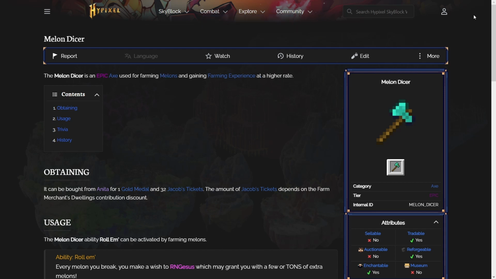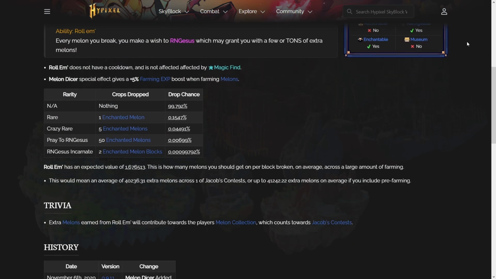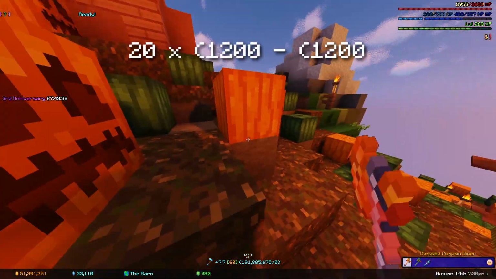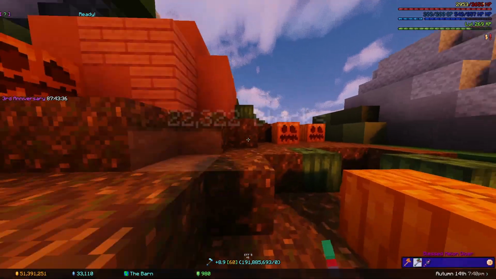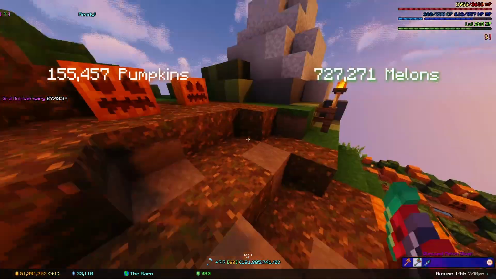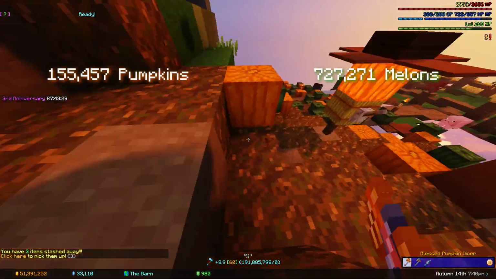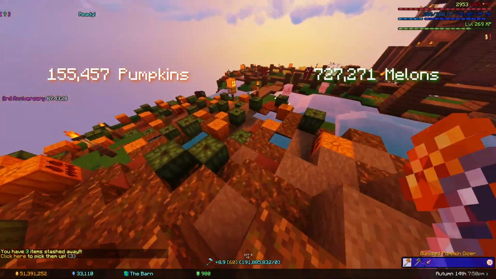And for the pumpkin and melon dicers, I needed to alter the calculation a little bit to include their RNG system. To do this, I simply calculated the blocks that you would break in a Jacob's contest, and then factored their RNG mechanics into it. Then I added it back to the original calculation. Oh, and this formula assumes that you would get the average luck.